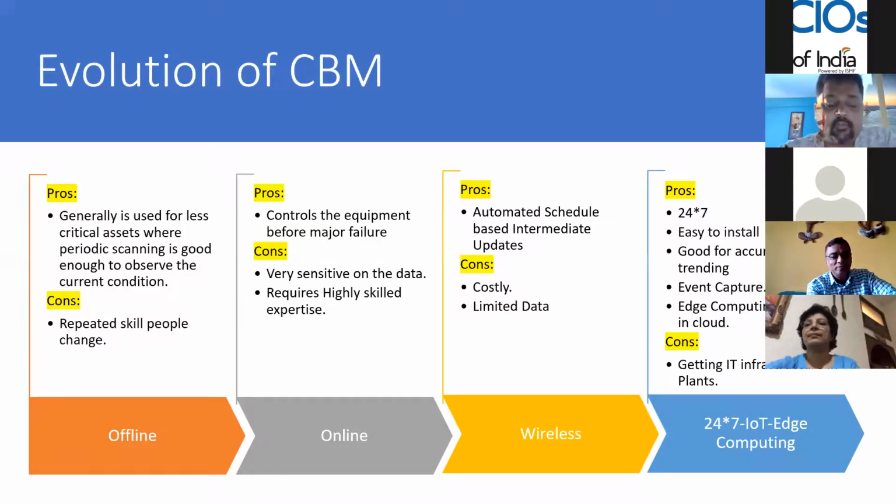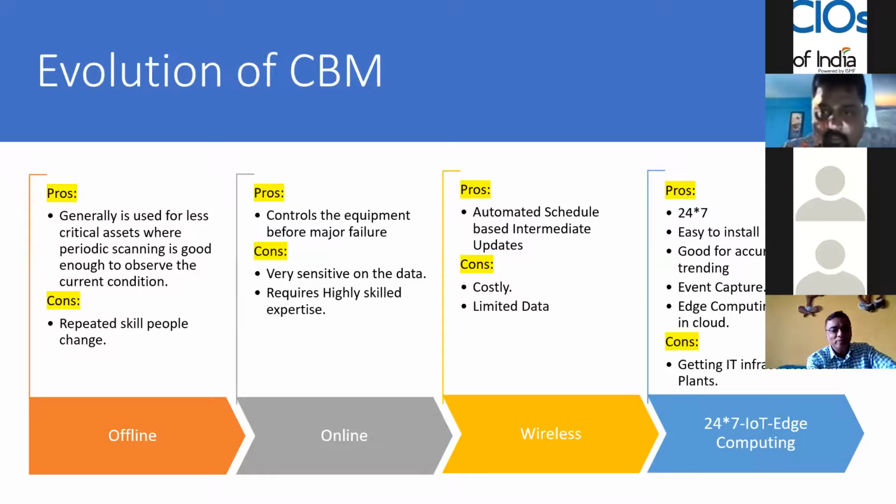I also want to give you a brief evolution of this condition-based maintenance, as a few colleagues of mine already told. Offline is implemented, but if you take the pros and cons here, it generally is used for less critical assets where periodic scanning is good enough to observe the current condition. But the challenge you will face here is what if something is going on there and you are not in the schedule?